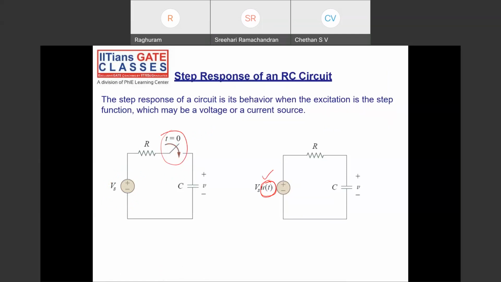The step response of a circuit is its behavior when the excitation is a step function, which may be a voltage or a current source.